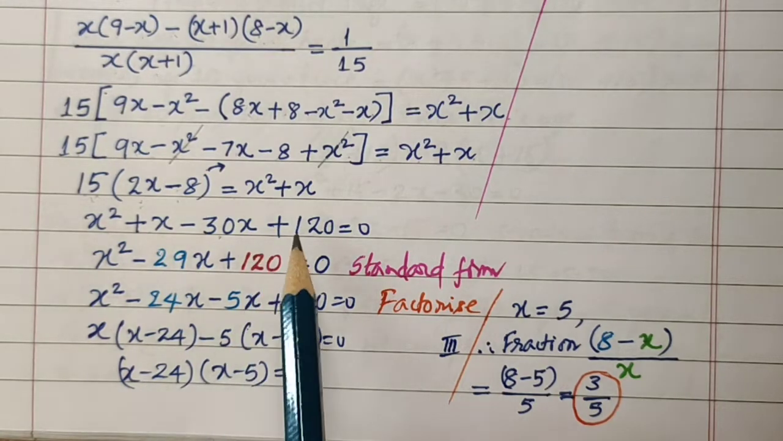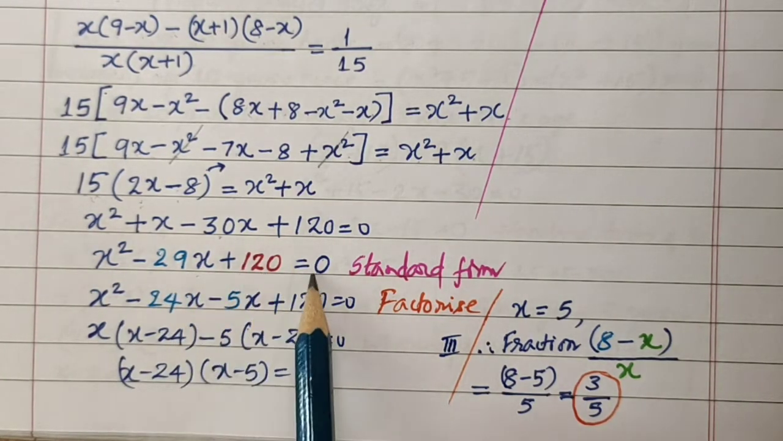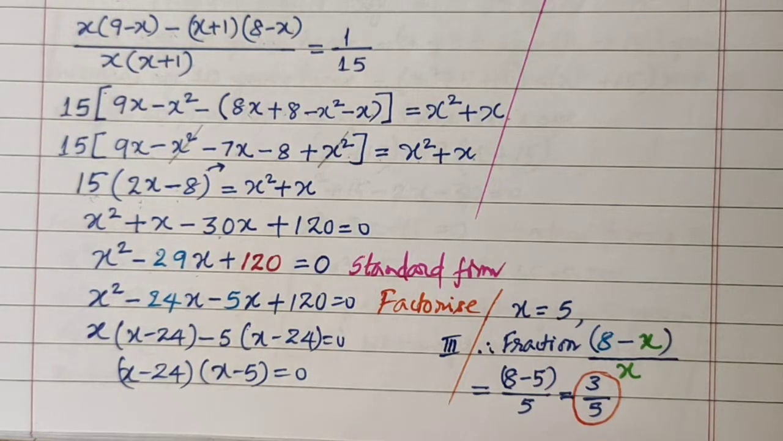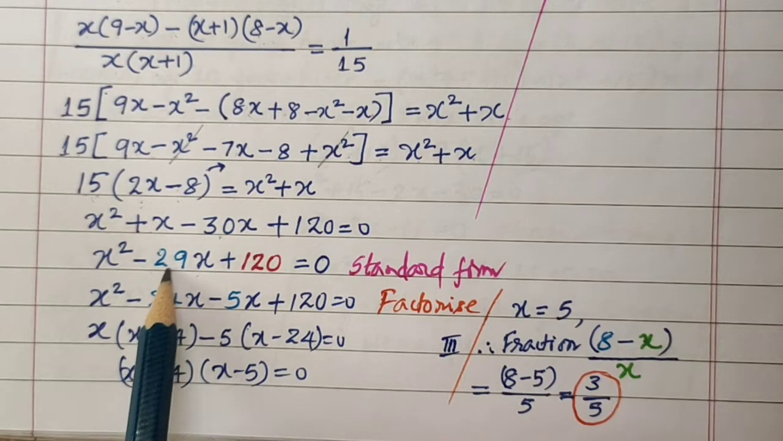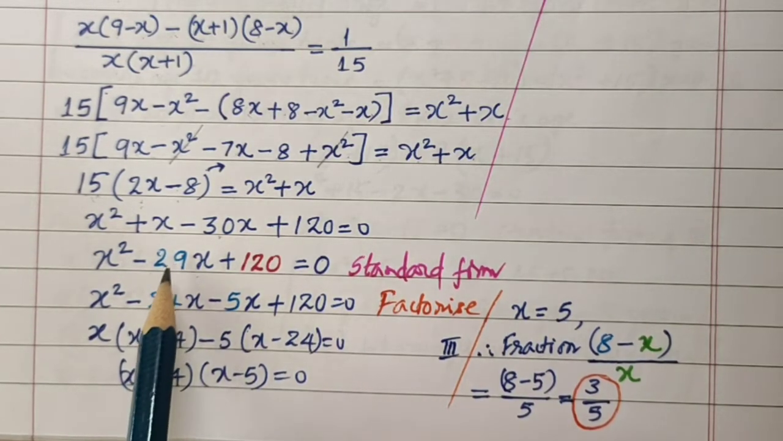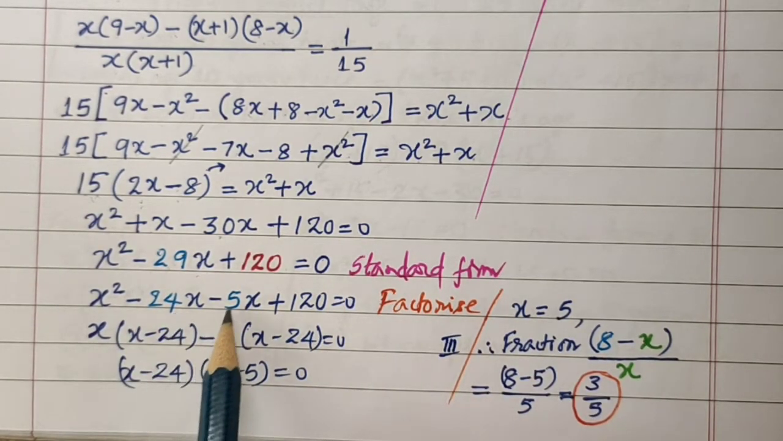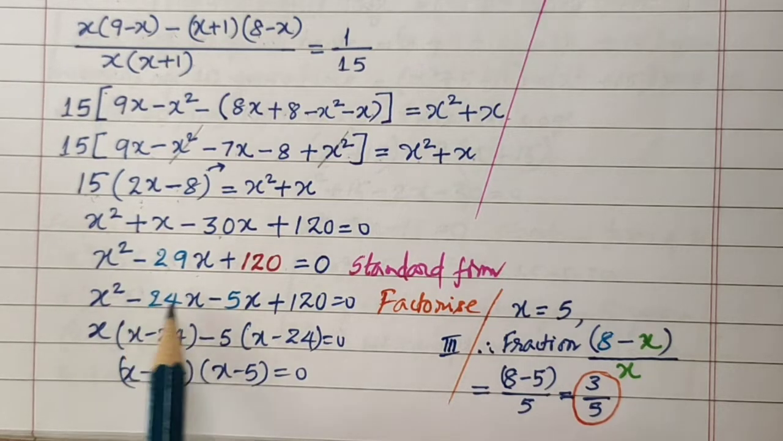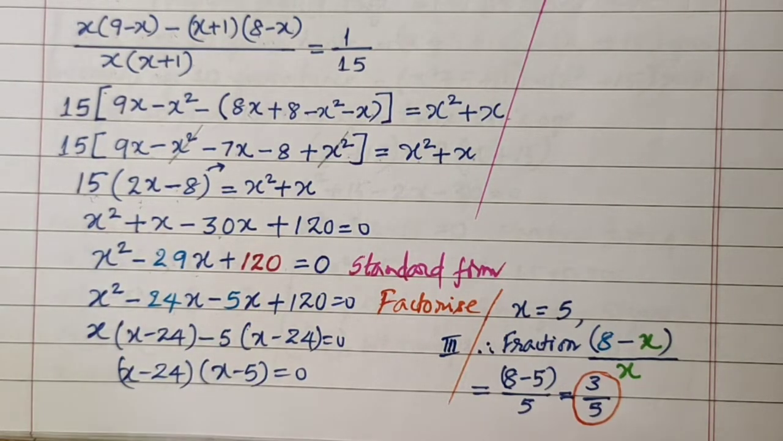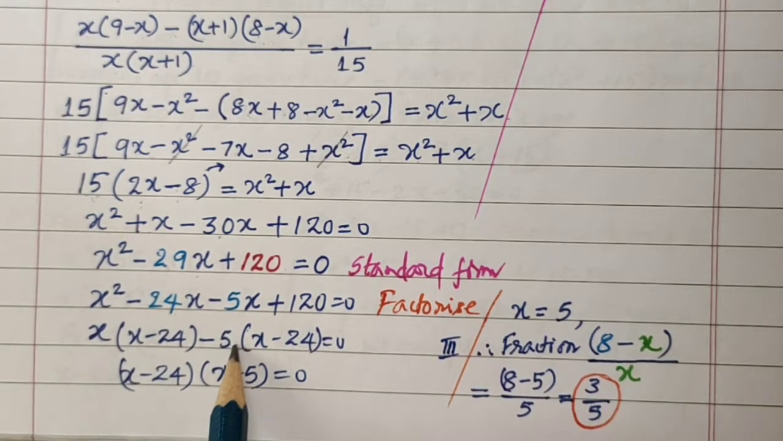So keep this in the standard form: x square minus 29x plus 120 is equal to 0. This is in the standard form of a quadratic equation. Then factorize. Split minus 29x in such a way that when you add two things, you get 29, and when you multiply those two things, you get 120. Minus 24 and minus 5 will give you minus 29. When you multiply these two, you get 120. You take x common out of this. x minus 24, minus 5.